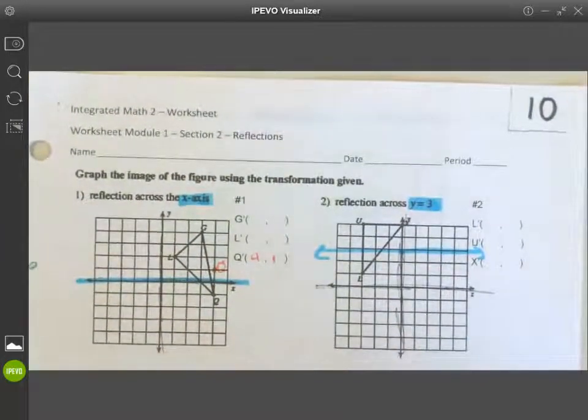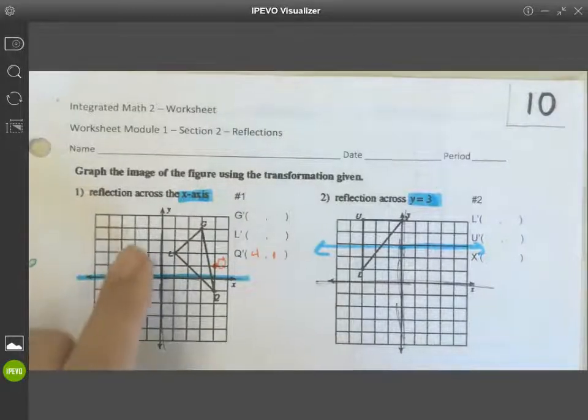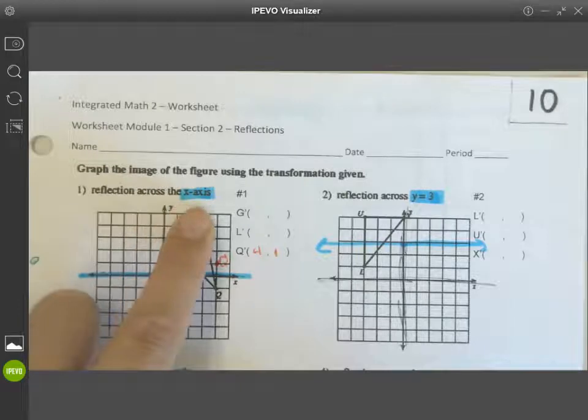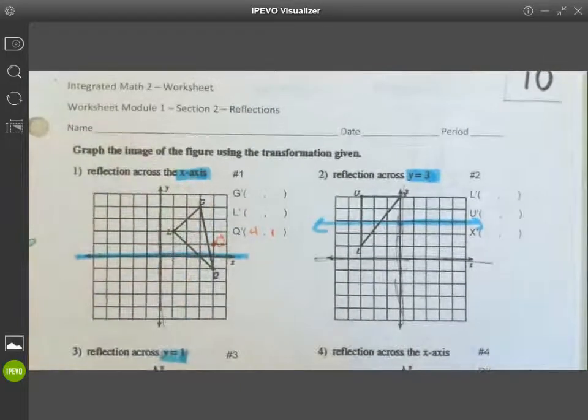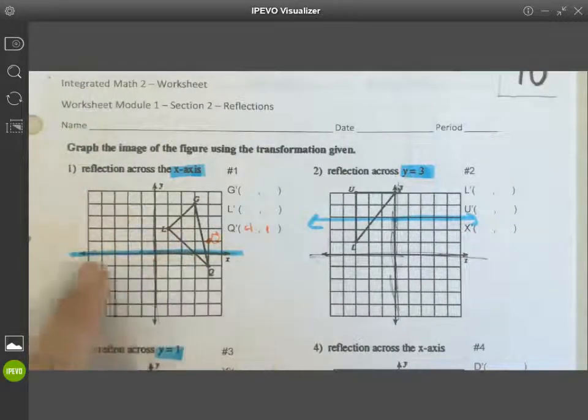On worksheet 10, do you see the next page in your packet? I did cover all the examples, right? Okay. Do you see this one says reflect across the x-axis? What's going to make this worksheet a lot quicker is it's already graphed for you. Do you see how the first one's already graphed? Well, the x-axis is here, so do me a favor and highlight that.